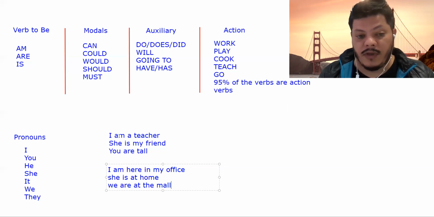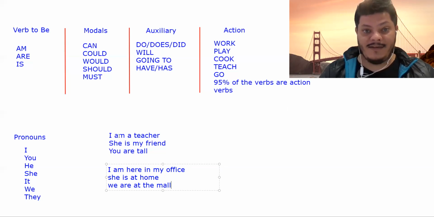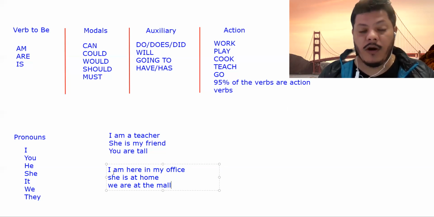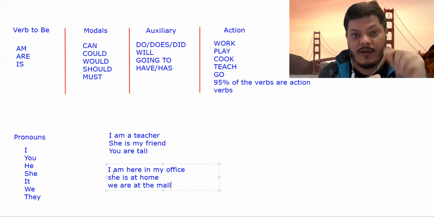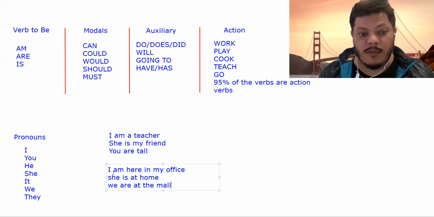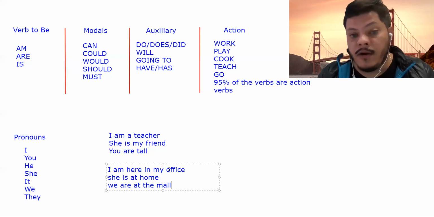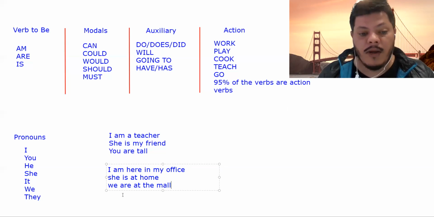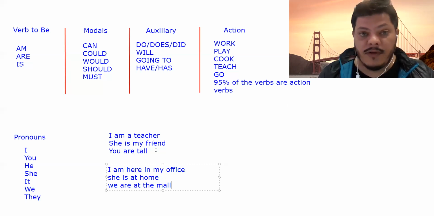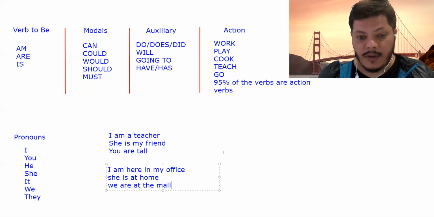We can use the verb to be to talk about identity, who I am, and we can also use the verb to be to talk about a place that you are in at that moment. So here we have: I am here in my office, she is at home, and we are at the mall. Basically, these are all affirmative sentences using the verb to be.